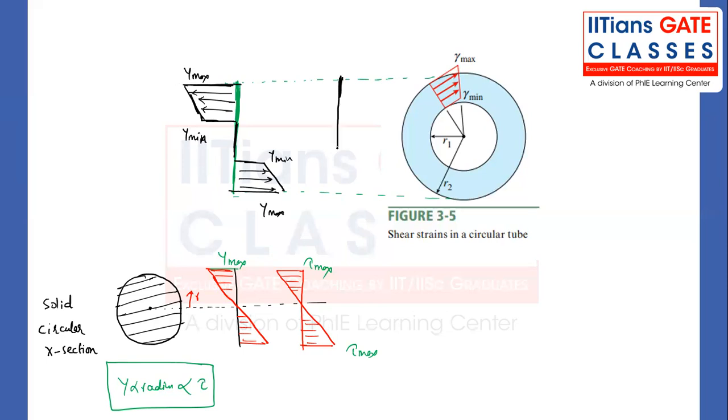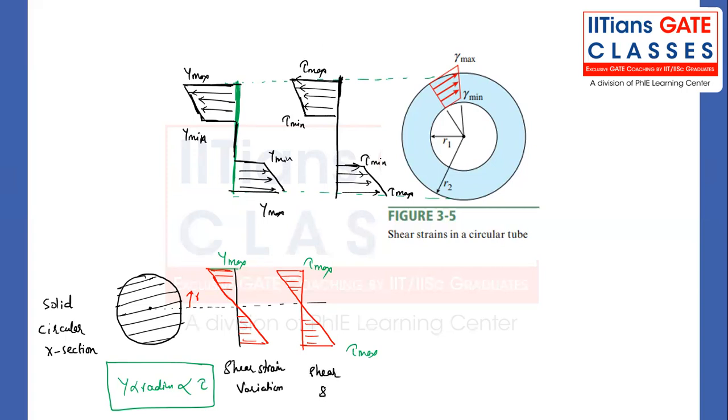Once again, we will write the particular values. Tau maximum, tau minimum, tau minimum, tau maximum. Right. So this is nothing but the shear stress variation. This is the shear strain variation. And this is the shear stress variation. Very, very important point, my dear friend.